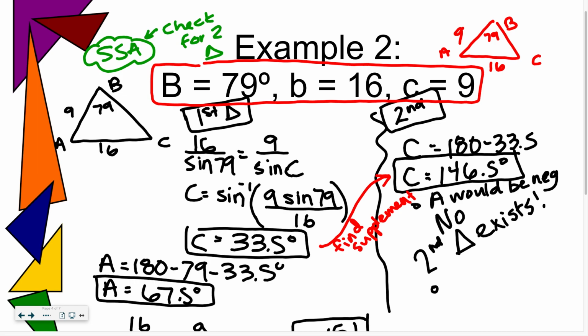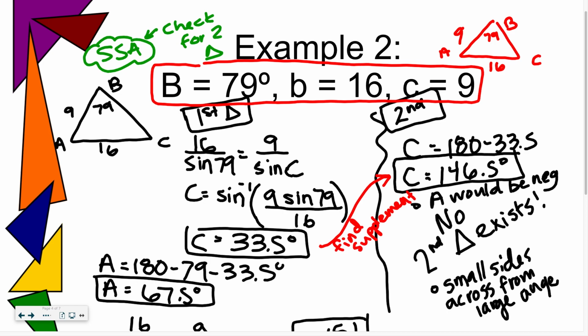Or small side across from large angle, like Evan said. Either one of those is a bad deal, right? So no second triangle exists. This one, if you continue with the math, I like what Trevor said, is that he'll get a negative angle for A, and it doesn't make sense for A in a triangle to be negative. So if you are unsure when to stop, when there isn't a triangle or there isn't a second triangle, just try doing the math, and the math will not make sense. Okay? It will be no good.